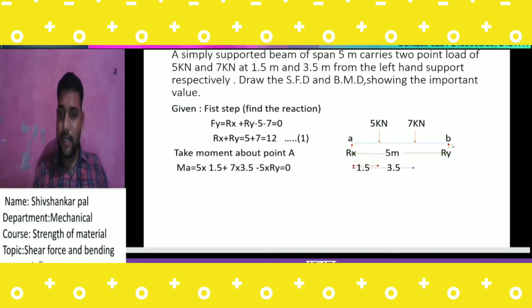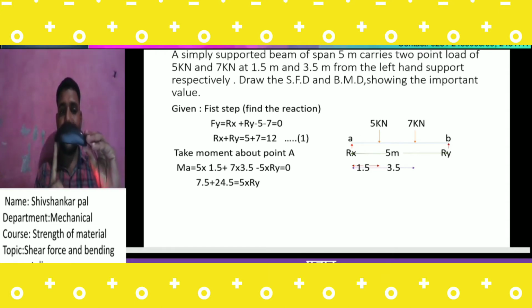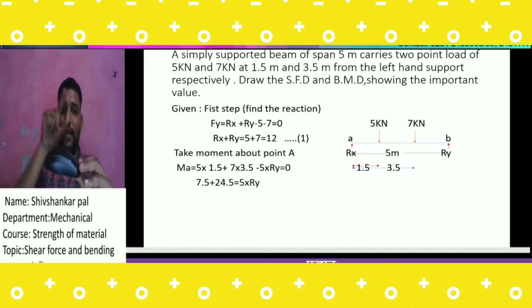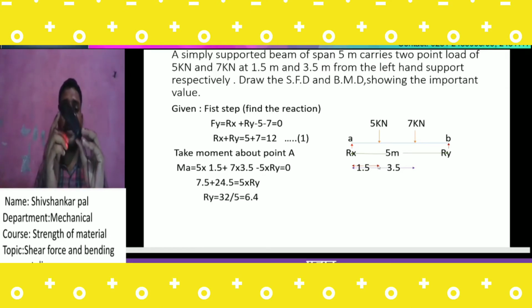And the second one is Ry, moment about point A: force into perpendicular distance. Force is Ry, and the perpendicular distance is 5 meter. But here you see that our reaction Ry will try to go upward. That means it will try to move in the anti-clockwise direction. So what is the sign here? Negative sign. Ry into 5 is the moment, but the direction is anti-clockwise, so I will take a negative sign.